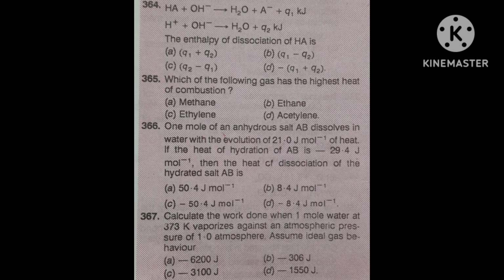And delta H1 value is how much? Minus 29.4. Then what will be the delta H2 value? Just the difference of both, minus 21 plus 29.4. Minus 29.4 plus delta H2 is equal to minus 21. Then delta H2 is equal to minus 21 plus 29.4, which means 8.4. Delta H2 is equal to 8.4.